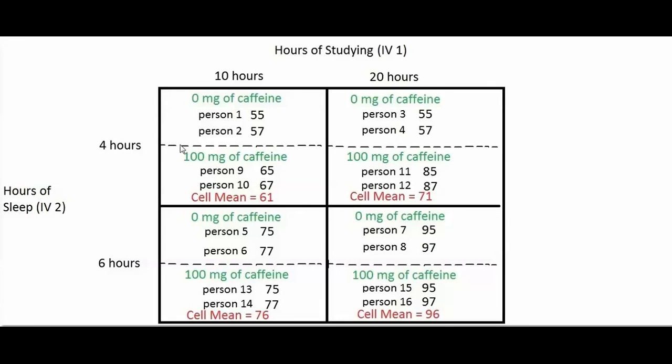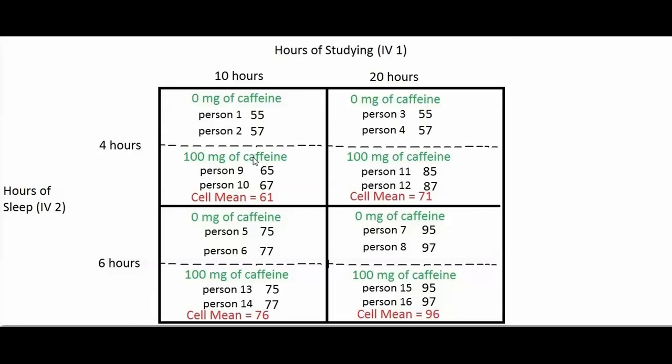This cell mean right here is the mean of all 4 people in here. This cell mean is the mean of all 4 people. This is the mean of all 4 people, and this is the mean of all 4 people. So each cell mean was calculated by adding the 4 values inside each cell and dividing the total by 4. The reason why I made this a dotted line is to show that these 4 people are all in the same cell now.